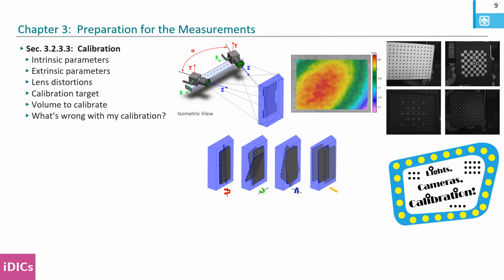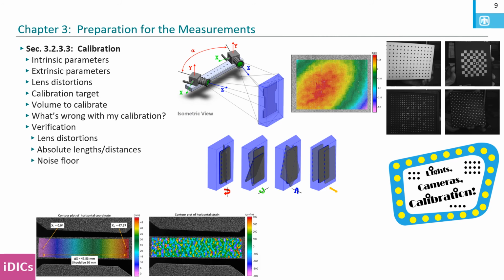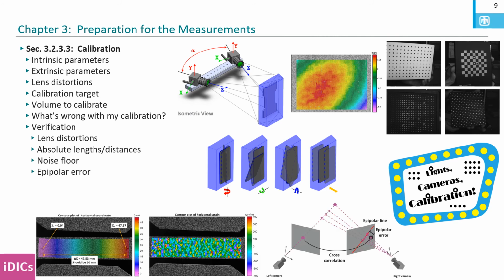And here we are going to go through different bad calibration images and bad calibration results and hopefully describe to you what's happening so that if you see any of these bad images or bad results in your own DIC measurements, you'll have a better idea of what's wrong and how to fix it. Then we'll go over different aspects of verification of calibration, including lens distortions, absolute lengths and distances, noise floor, and the epipolar error. And then finally, we wrap up with our last demonstration of the course where we show the entire calibration process.